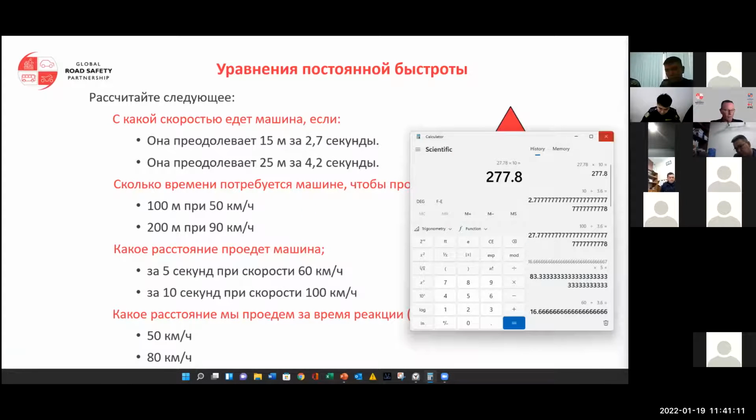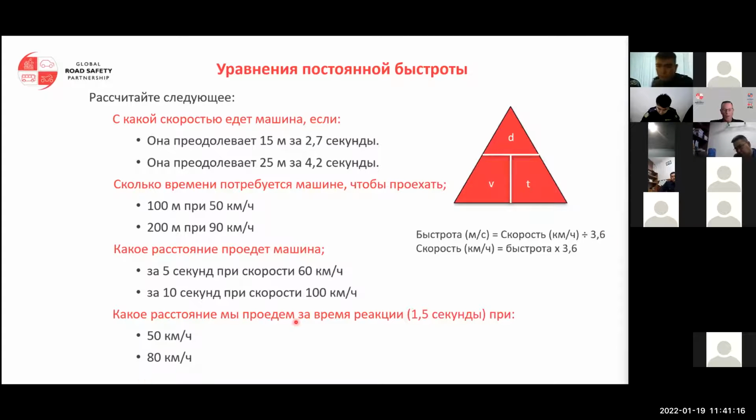The other thing that we want to talk about with this distance time is the reaction time. What we define that as, we actually call it perception reaction time. It is the time for you to see a hazard, to recognize that it is a hazard, to consider your options, and then decide which option you're going to use. So it's a 4-step process.